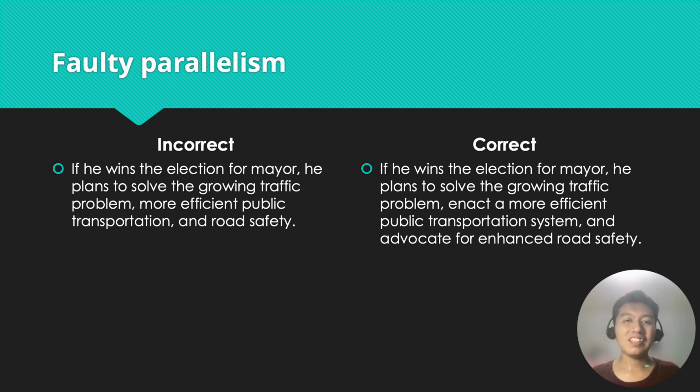Next, we have faulty parallelism. Be sure you use grammatically equal sentence elements to express two or more matching ideas or items in a series. Here we have an example. If he wins the election for mayor, he plans to solve the growing traffic problem, more efficient public transportation, and road safety. What's incorrect there? As you can see, in the following clauses, there are no verbs. Here is a correct version. If he wins the election for mayor, he plans to solve the growing traffic problem, enact a more efficient public transportation system, and advocate for enhanced road safety.